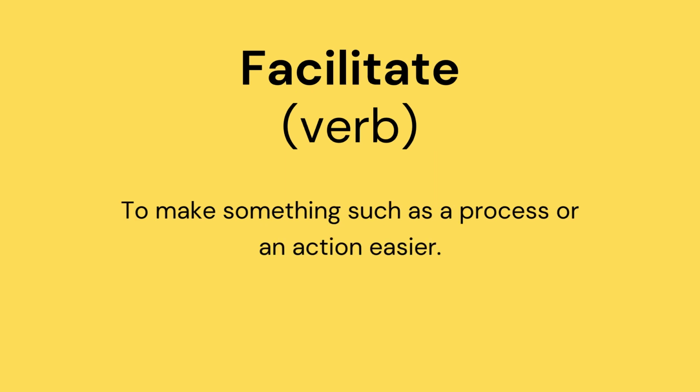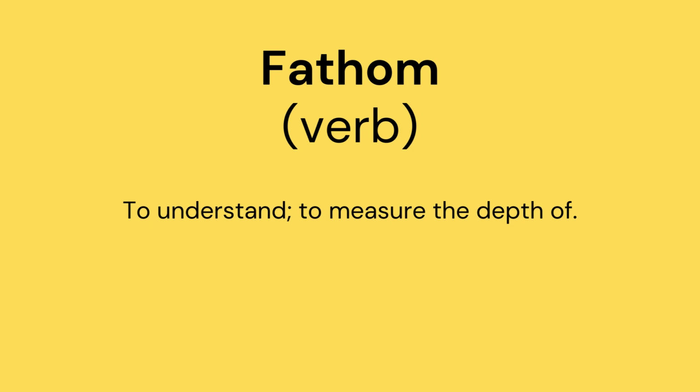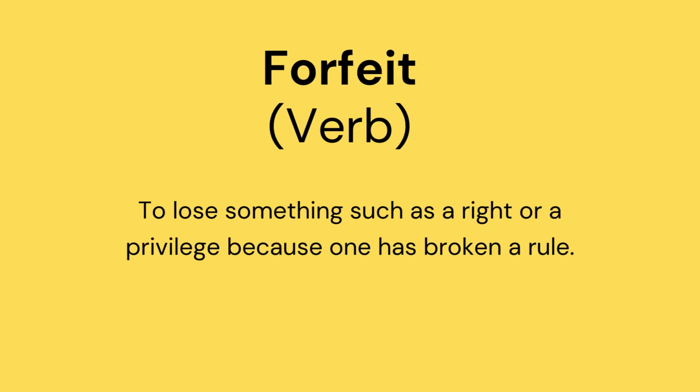Facilitate is a verb and it means to make something, such as a process or an action, easier. Fathom is a verb and it means to understand or to measure the depth of something. Forfeit is a verb and it means to lose something, such as a right or a privilege, because one has broken a rule.